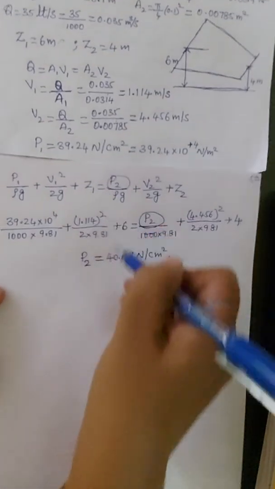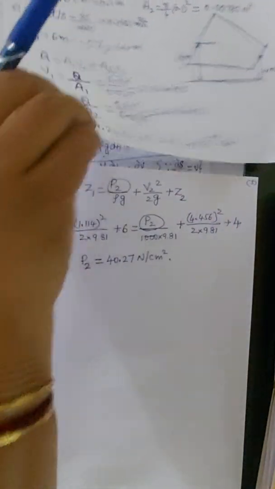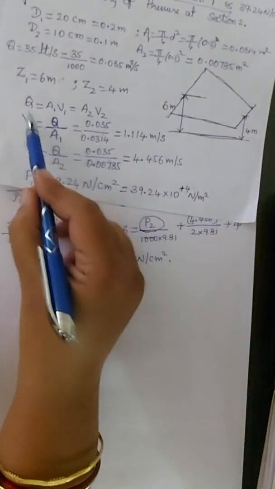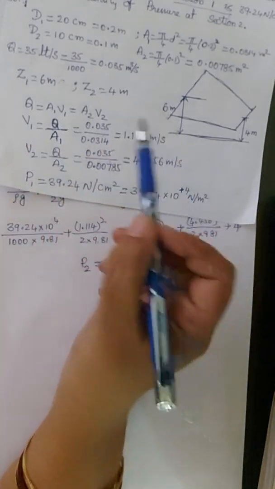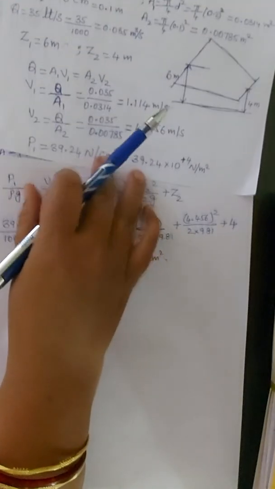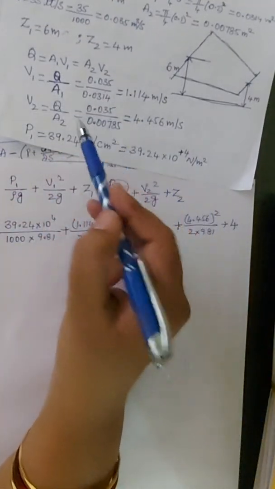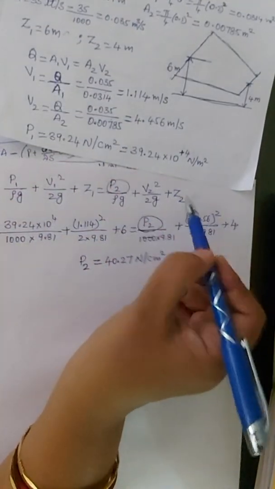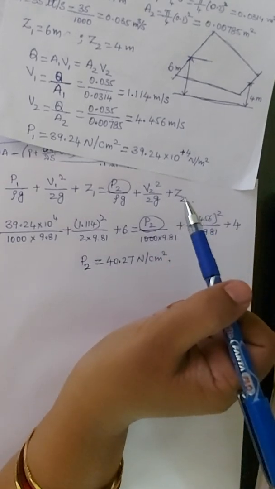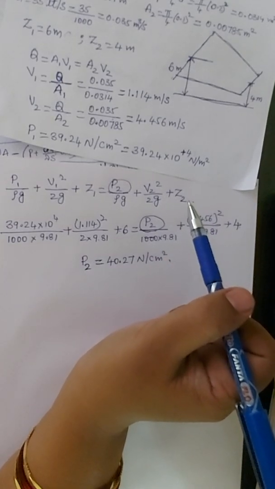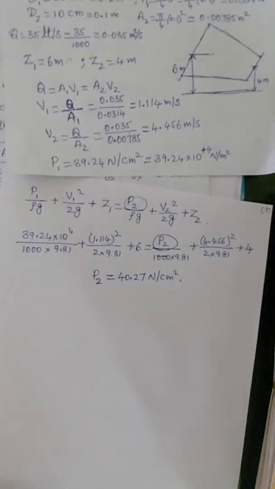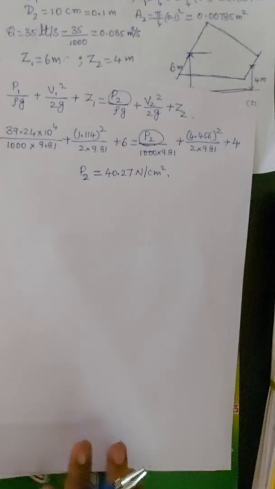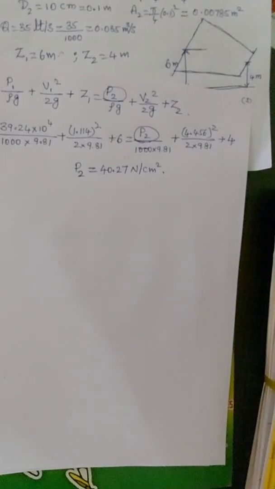To do this sum, we should know the formula for discharge, that is Q is equal to A1 into V1 and A2 into V2. We should also know the Bernoulli's equation. The same way we can solve a few more problems. Those problems we will look at in the next class.